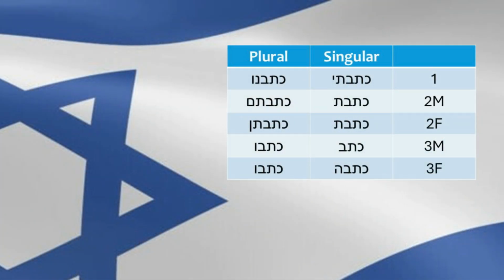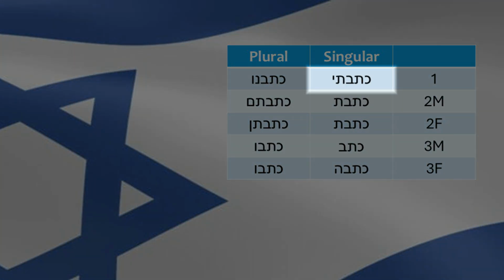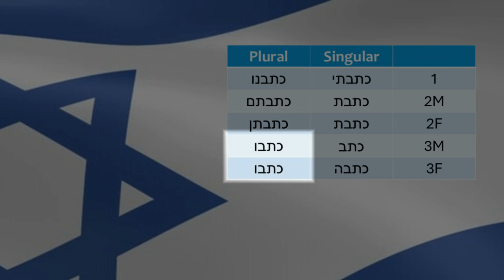So again, I'll go through the same two verbs, lichtov and lehargish. Lichtov again is pa'al, and so that means its base has an a vowel pattern. So we have katavti, katavta, katavt, katav, katva. Notice the reduced vowel there. Katavnu, katavtem, katavten, and katvu with another reduced vowel.